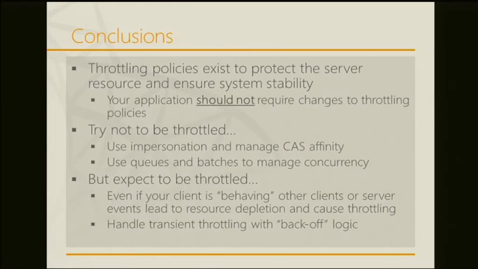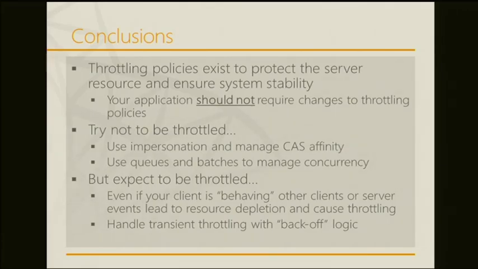So basically, some conclusions here about throttling. Throttling policies exist to protect the server and the resources. Your application shouldn't require changes to throttling policy settings, whether that's MAPI or EWS or anything. It's just not a good practice, specifically because once you try to support Exchange Online, you're not going to be able to do that. So if for nothing else, you're going to limit yourself only to an on-premises deployment.